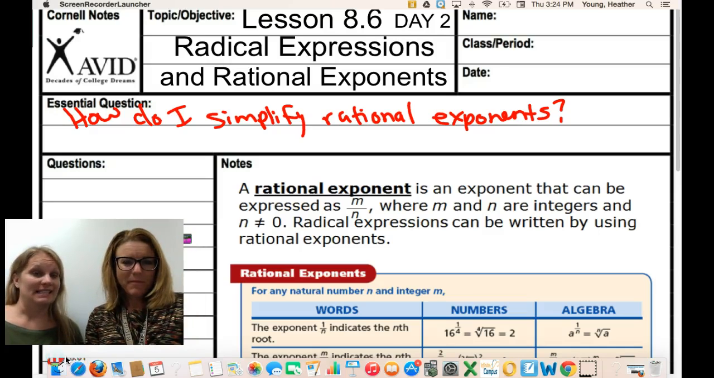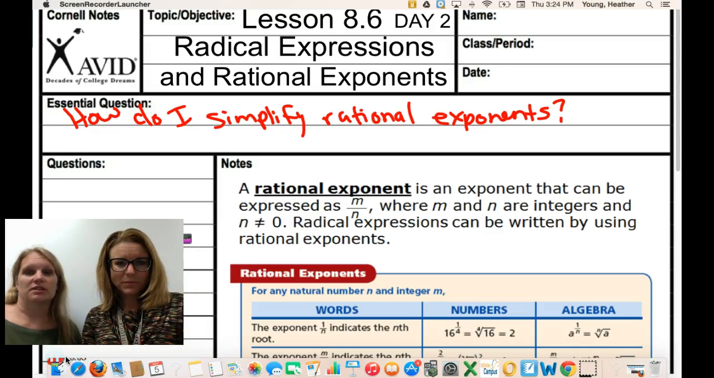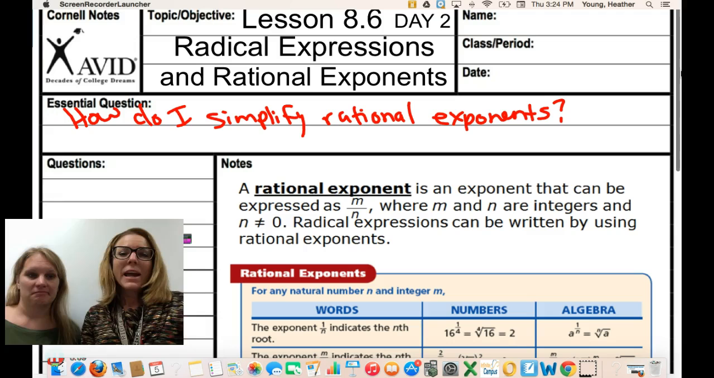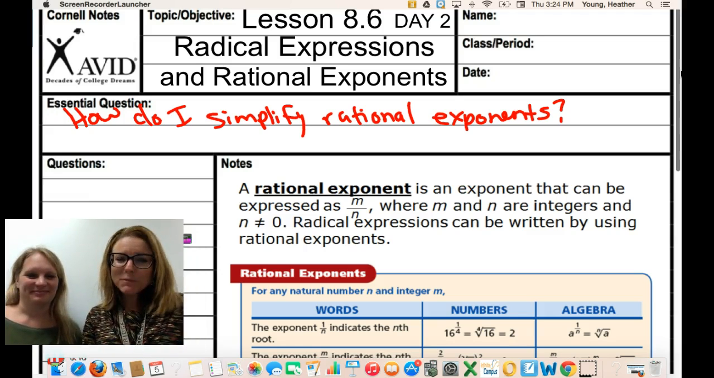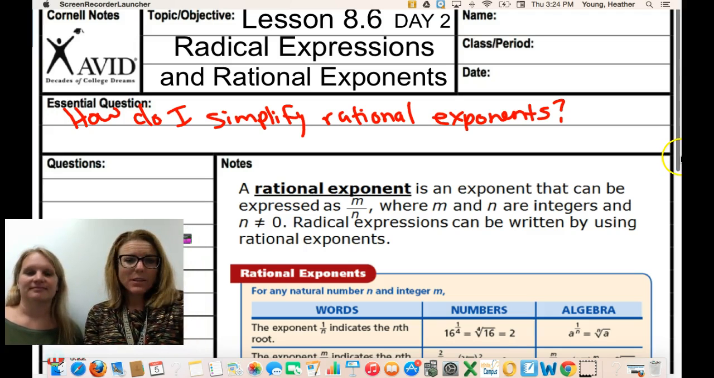All right, so today is a day 2 lesson of radical expressions and rational exponents. Today our essential question is, how do I simplify rational exponents? And Miss Boyd was gone for day 1 because she was doing the AP test, but now she's back. I'm back. A rational exponent is an exponent that can be expressed as m over n, thus rational.